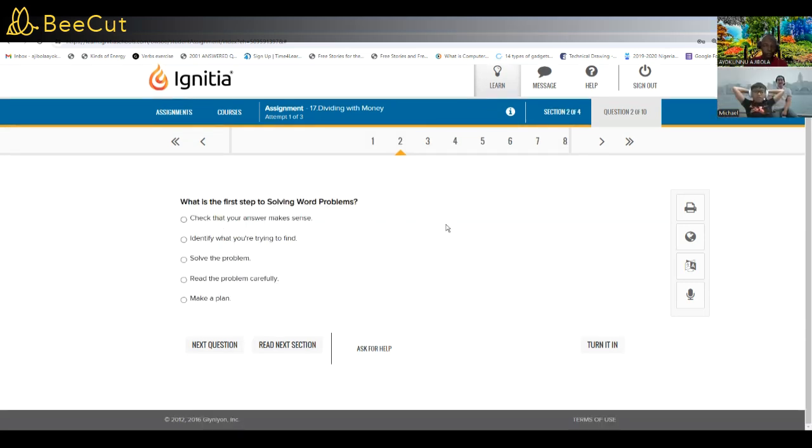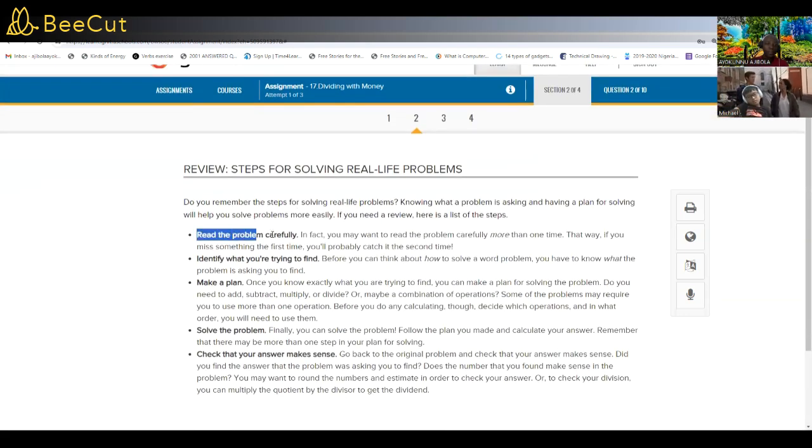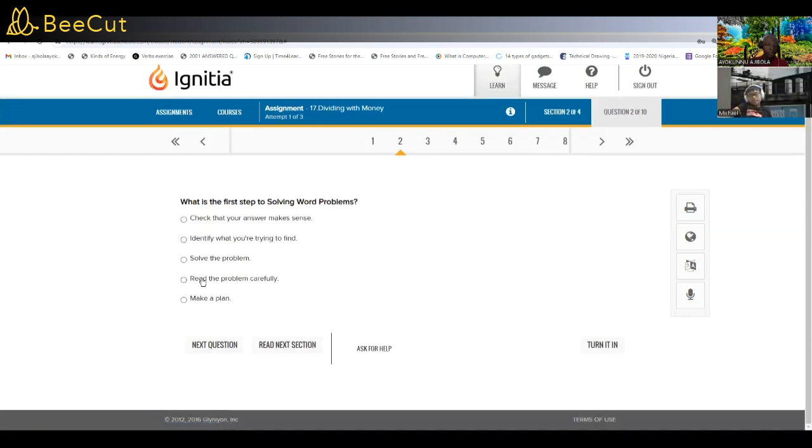What is the first step to solving word problems? Check that the answer makes sense? Is that the first step? Is that not the final step, to check your answer, or do you just get the answer? So what's the first step? Identify what you're trying to find. You have to read the problem carefully. Let's go back to it. What's the first step here? Read the problem carefully. Can you see it there?